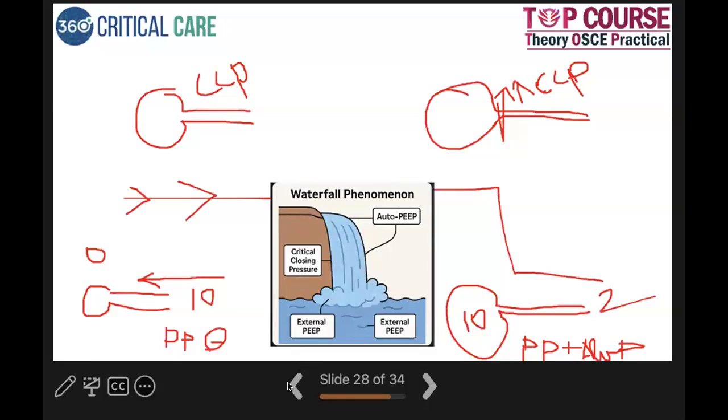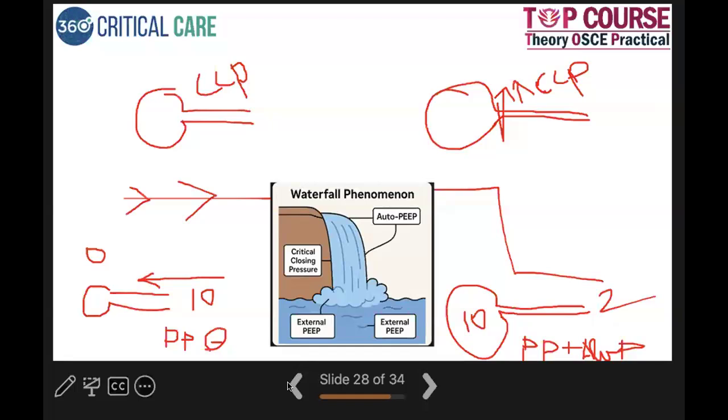You are measuring the auto PEEP in a controlled ventilated patient. You are trying to apply this in a patient who is spontaneously breathing, and you want to reduce their inspiratory effort because they are already struggling with the auto PEEP. So our goal should be how to reduce the excessive inspiratory effort or excessive respiratory effort of the patient. And the answer to that question is external PEEP.